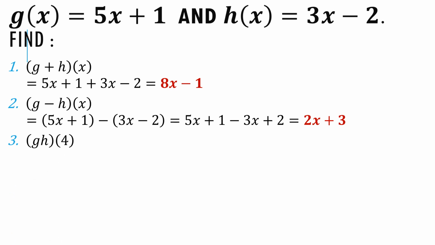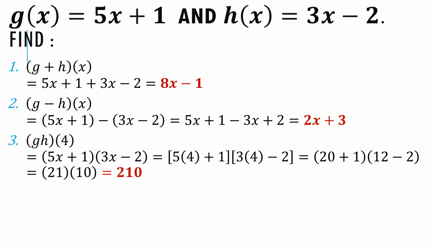Number 3. We have g times h of 4. So, ngayon, hindi na tayo gumamit ng variable na x. Instead, gumamit tayo ng may value na talaga yung x, which is itong 4. Now, let's solve. Okay, andyan na lahat. Ang ginawa lang is, kinopya yung g, which is 5x plus 1, and then since this is multiplication, nag-times lang tayo ng 3x minus 2. So, paano yan siya? So, para mas madali class, okay, yung x dito, gawin na nating 4 agad. Kasi instead of x, ang ginamit natin is 4.